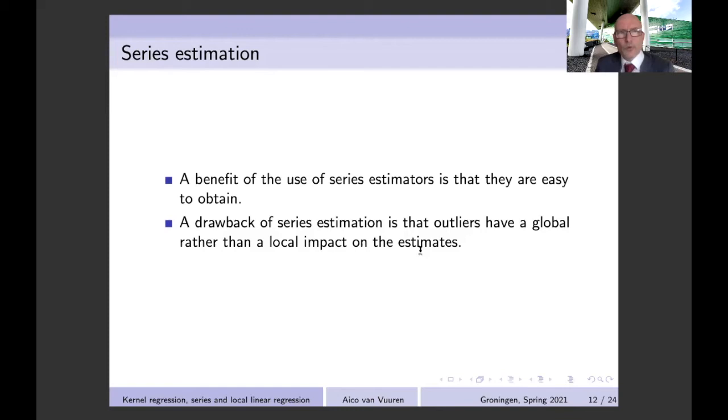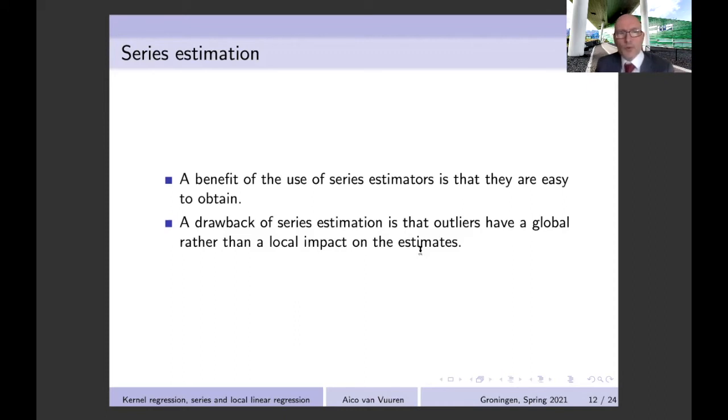However, you should also realize that there are drawbacks with respect to series estimation. And that has to do with the fact that there is a difference between kernel regression and series estimation. What you could say is that kernel regression is a local method, whereas series estimation is a so-called global method. What is this difference?